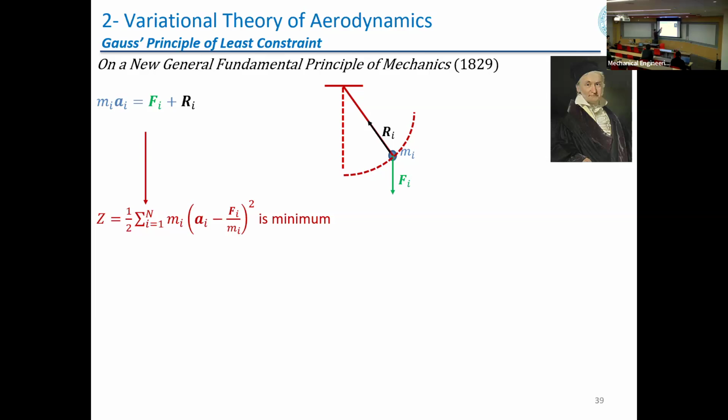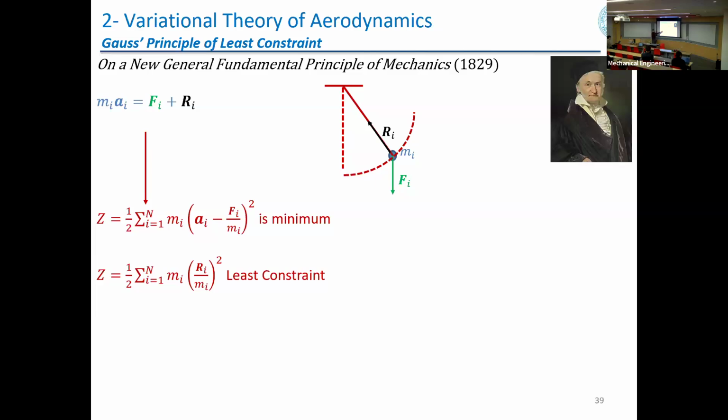But then in the presence of constraints, we have R, non-zero R. The actual motion will deviate from the applied motion. Why? Because of the constraint. So Gauss said, fine, if the deviation is only because of the constraint, then it must be the least deviation that satisfies the constraint. So this deviation must be minimum at every instant in time. And this deviation is actually nothing but R over M, right? So it's as if we're minimizing the summation of all constraint forces squared, hence the name least constraint.